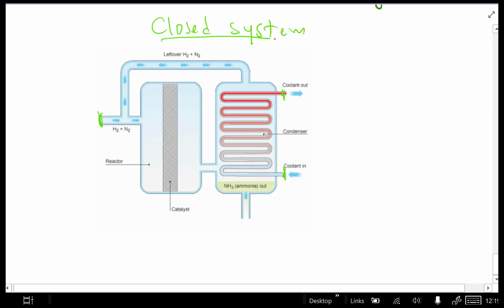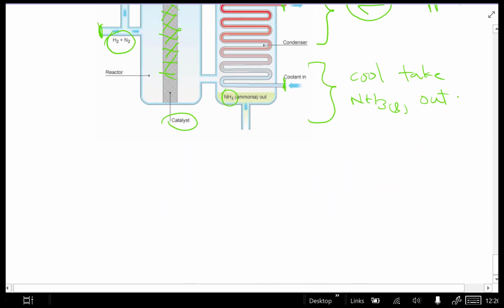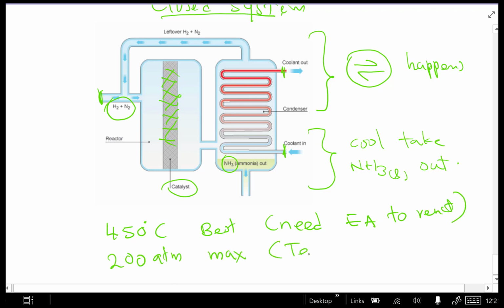So here you can see the Haber process happening. In the upper part, it's warmer and the equilibrium happens. In the lower part, it's actually cooler, and the ammonia liquid is taken out from the system. That's how this Haber process system works. Okay, so the 450 Celsius heat is needed for the activation energy. We cannot cool it more than that. And also the pressure is actually 200 atm, because higher pressure cannot be controlled.